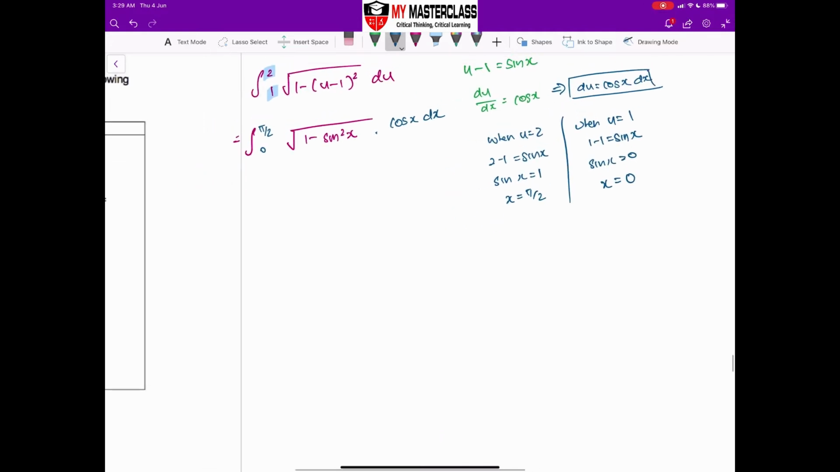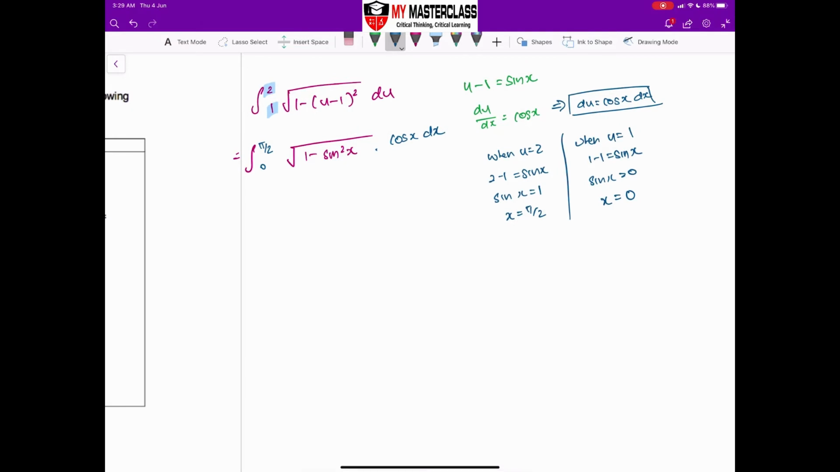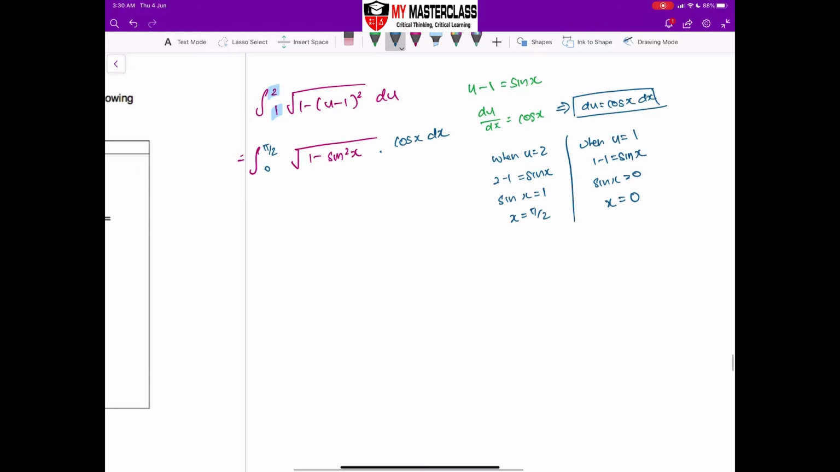Once you come to here, it's basically down to your integration techniques already. You should realize that there's a 1 minus sine squared x. So I'm going to change it using my trigo identity, cosine squared x plus sine squared x equals 1. So 1 minus sine squared x will give me cosine squared x. So we have the square root of cosine squared x times cosine x dx.